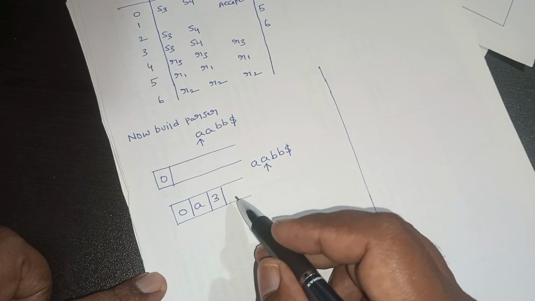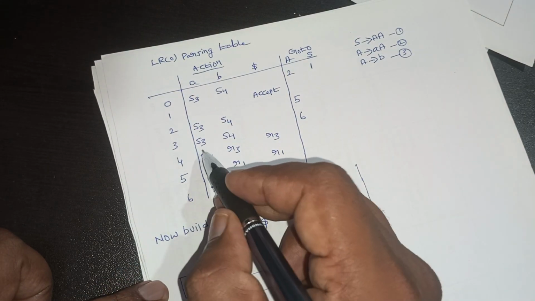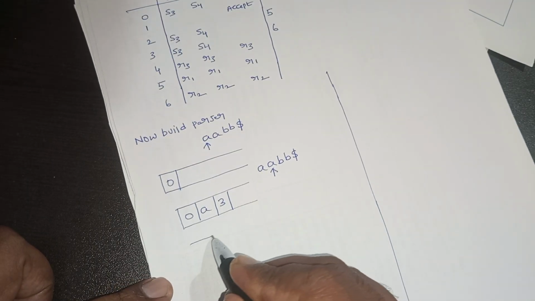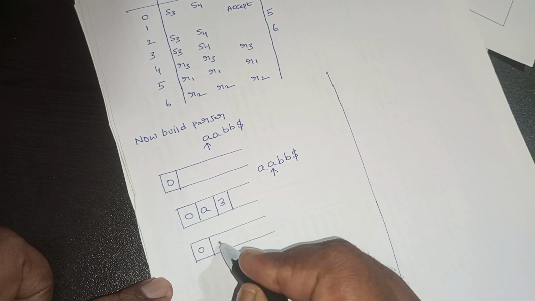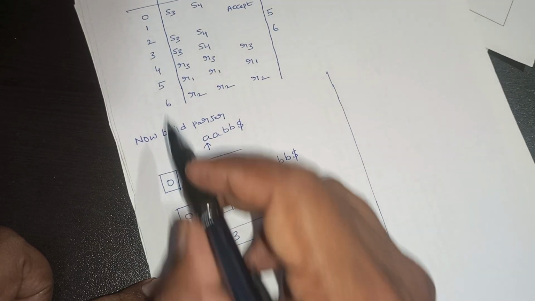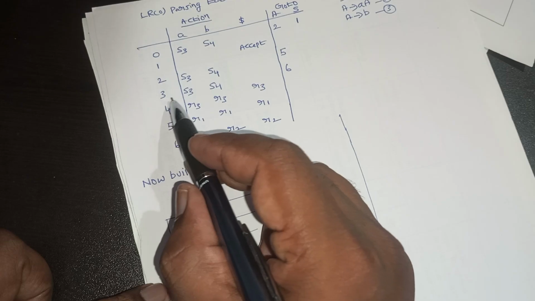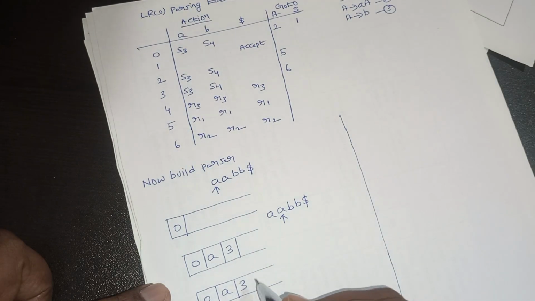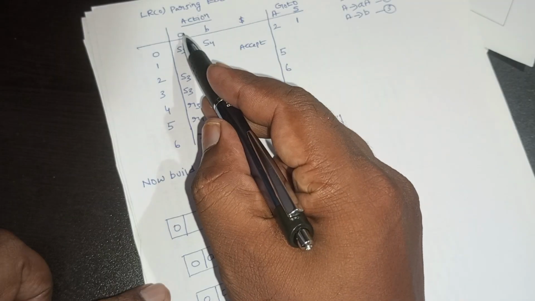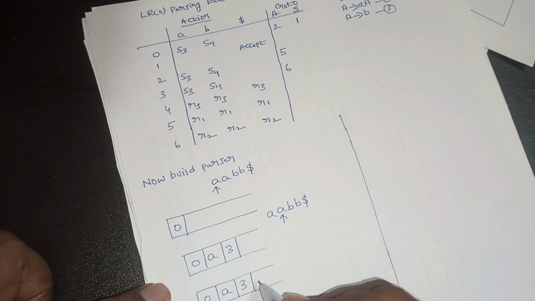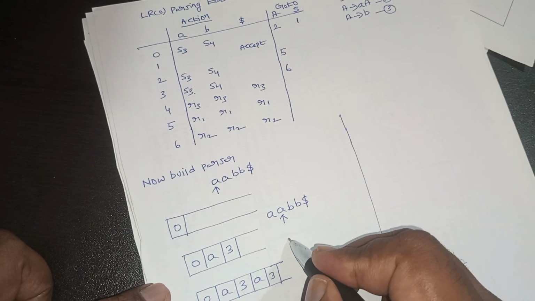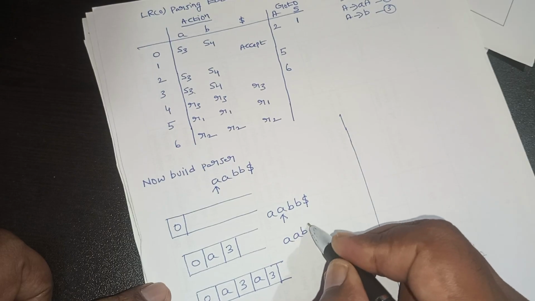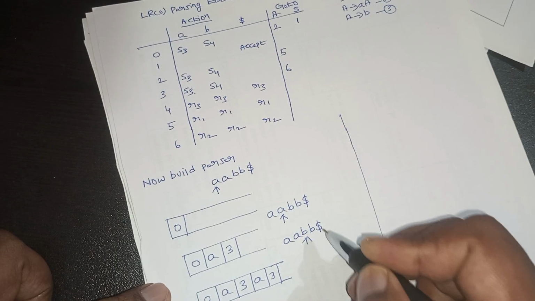So what is 3 on A? 3 on A is S3. Now update this stack: 0 A3. What is 3 on A? It is S3, which means you have to push A3 into the stack. Now you have to shift the pointer like this.